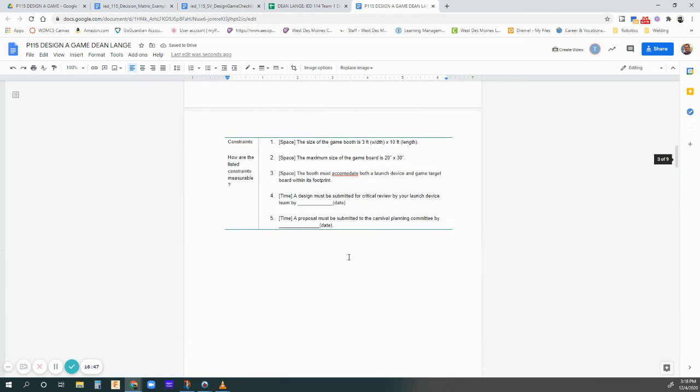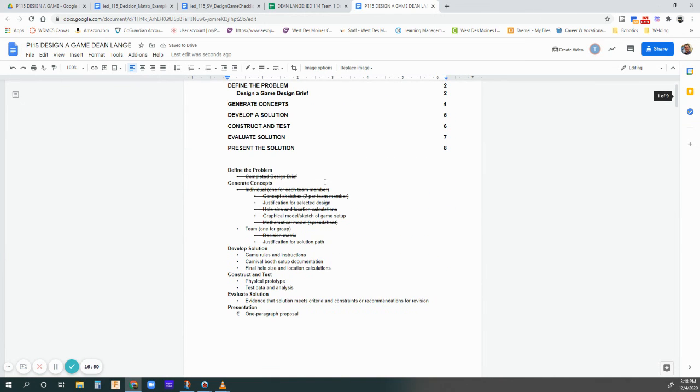And now I can go up here into my checklist and confidently say that I've done all of these things, including my final hole size and location. I can cross that off. Now all I have left to do is create my game rules and instructions, my carnival booth setup documentation, and then actually build my model, test it, and prepare my one paragraph proposal.